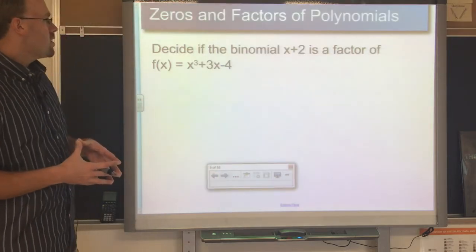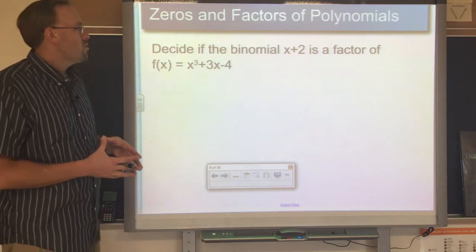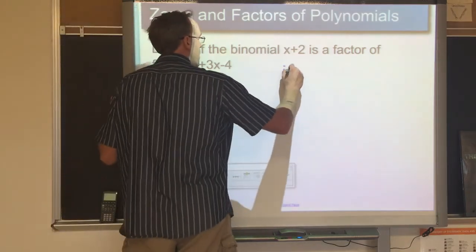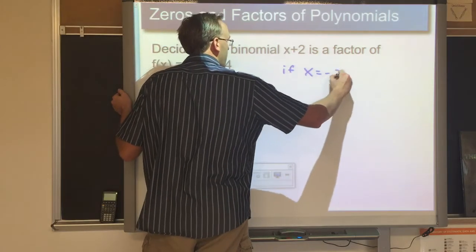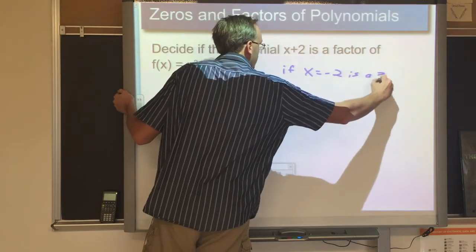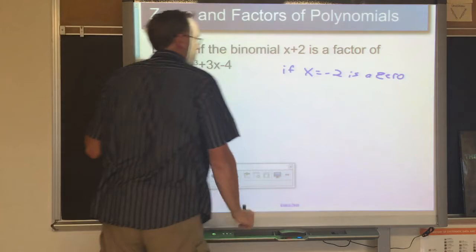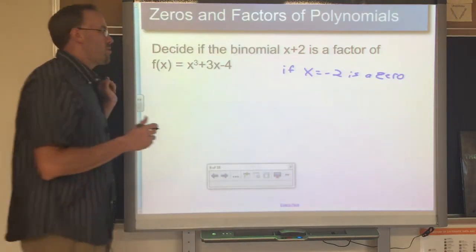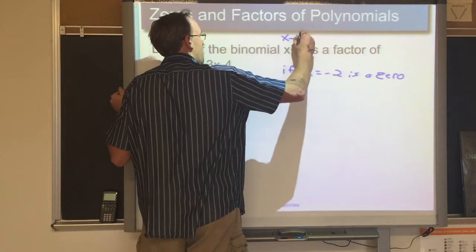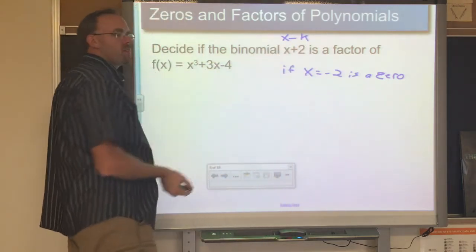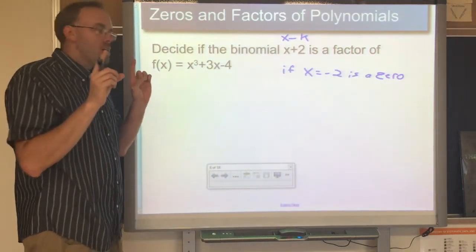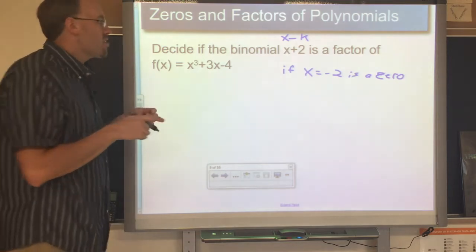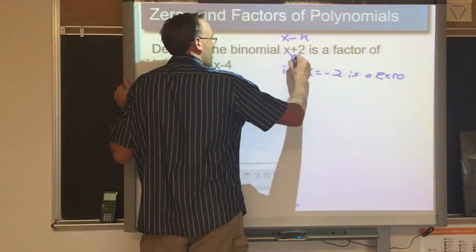So what about this? We need to decide if the binomial x plus 2 is a factor of this. Well, that's true if x equals negative 2 is a 0. Now, how do we get negative 2? Well, if you remember back to the factor theorem, it says x minus k. Well, we're not subtracting, we're adding here. So we have to think, instead of x plus 2, it has to be x minus something. And that's going to be x minus negative 2.